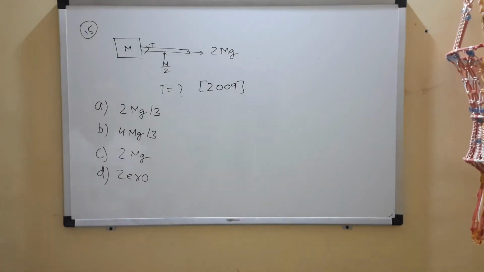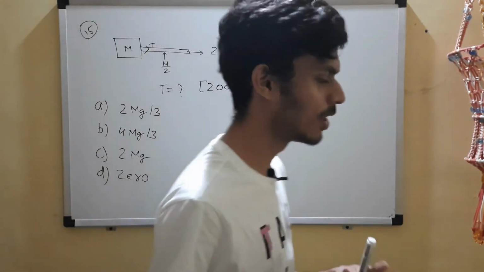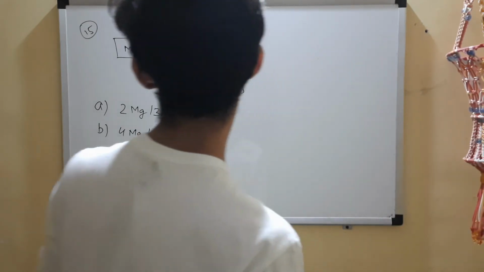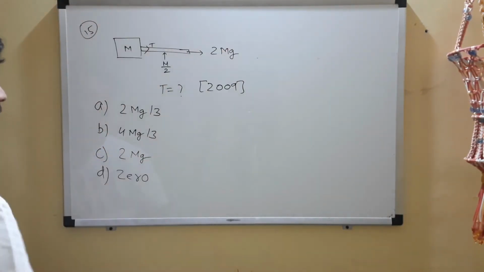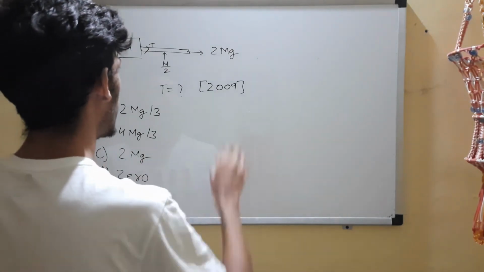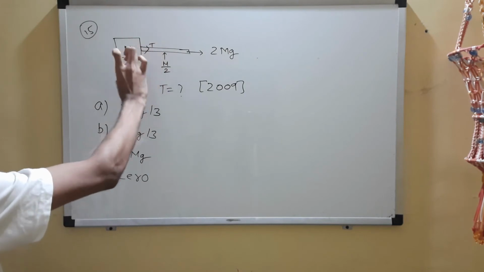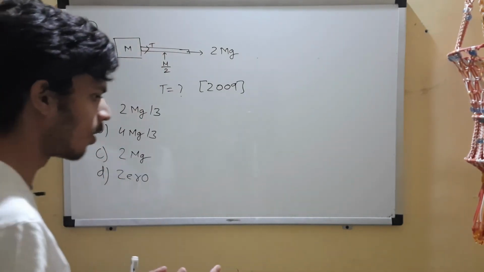Question 15 over here, it's an old BITSAT question from 2009. Just try to note the difference between this question and all the previous questions that we discussed today. In this question you have a block of mass m which is attached to a string. That string is pulled with a force of 2 mg. It exerts some tension on that block. Now you are supposed to report the value of tension.